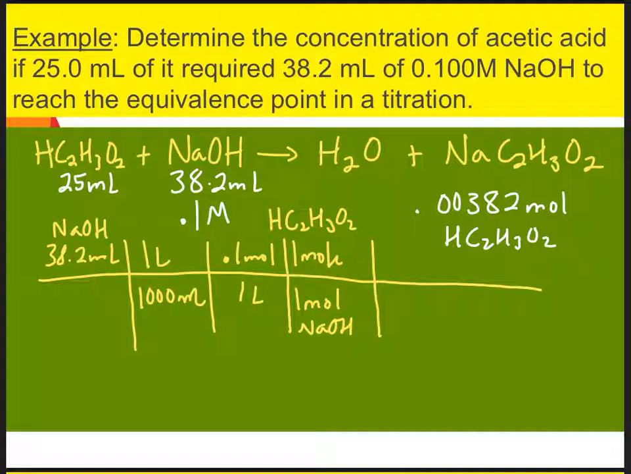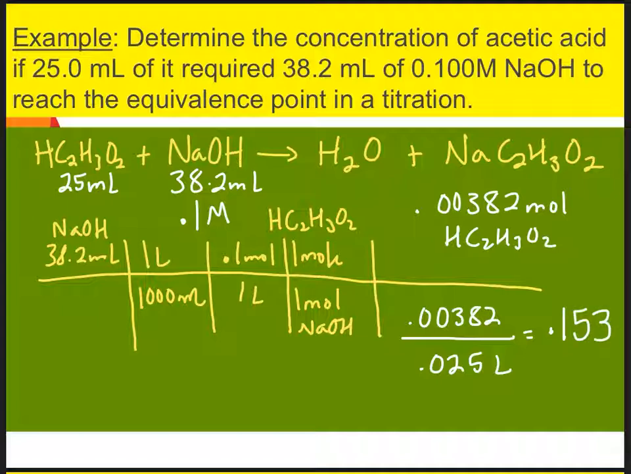Okay, so what we want to do is put that into a concentration. I'm going to take 0.00382 and divide it by 0.025 liters. Oh, sorry. I had put milliliters into liters here. And that equaled a concentration of 0.153 molar HC2H3O2, acetic acid. So there is your answer right there.